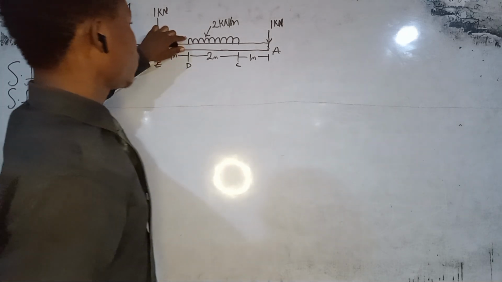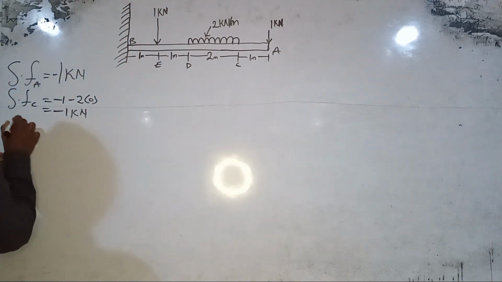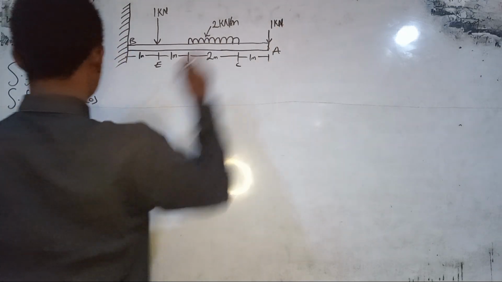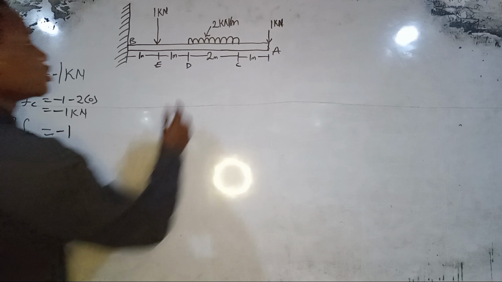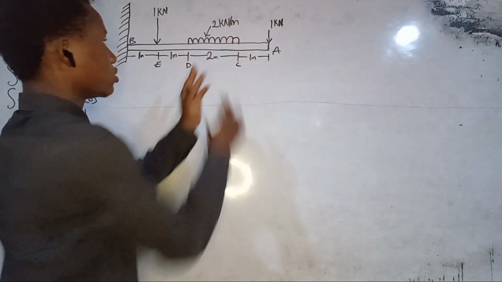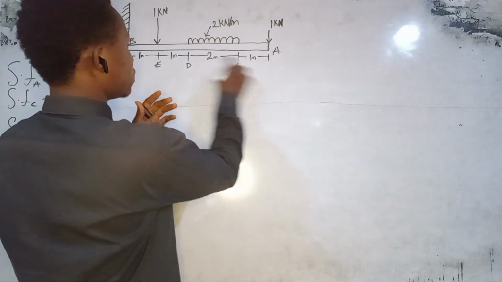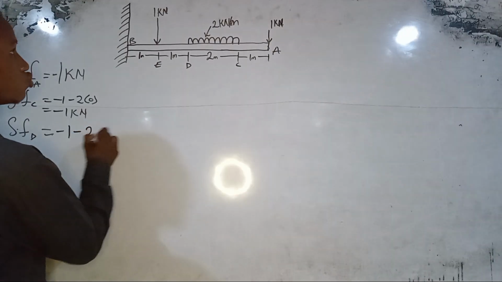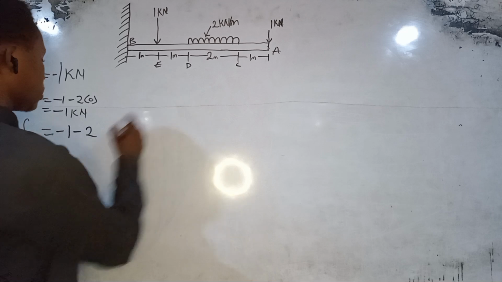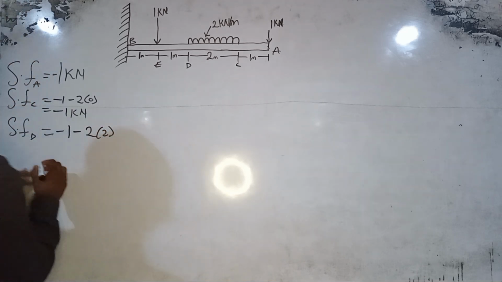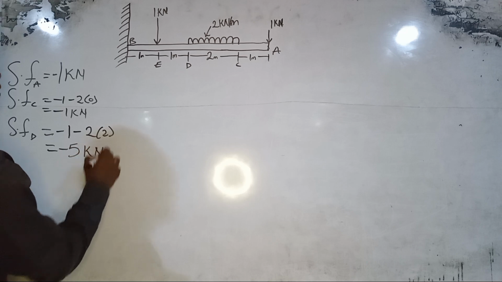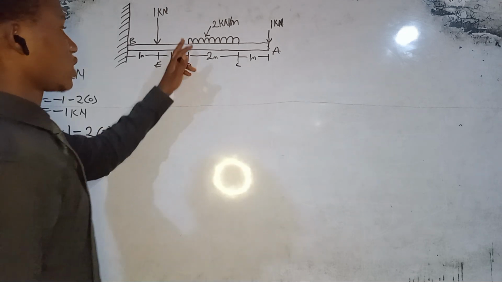And now the shearing force at D here is equal to this one here, we have minus 1. Then this one here, the load per meter times the entire span, which is minus 2, which is this load, times the distance, which is 2. So we eventually have minus 5 kilonewton for the shearing force at D.